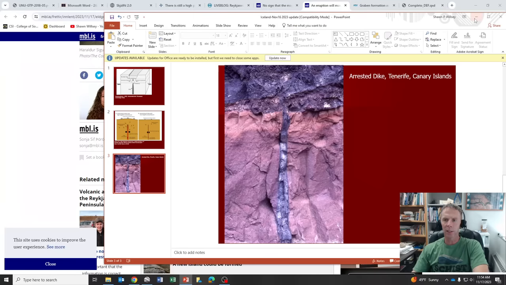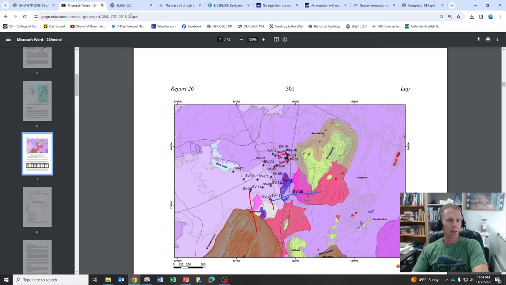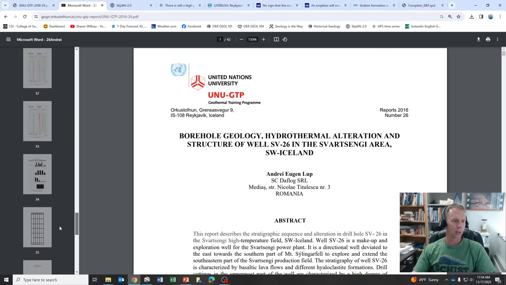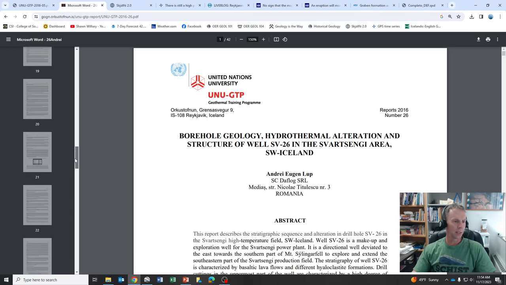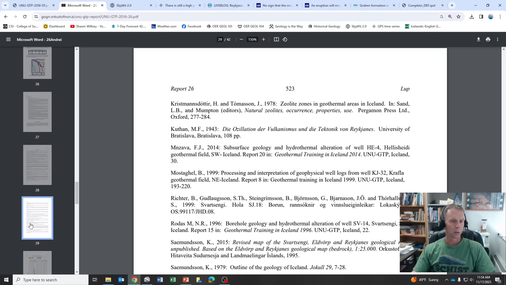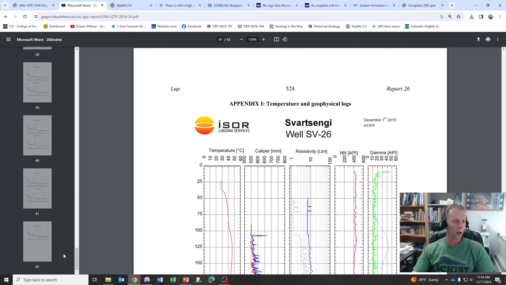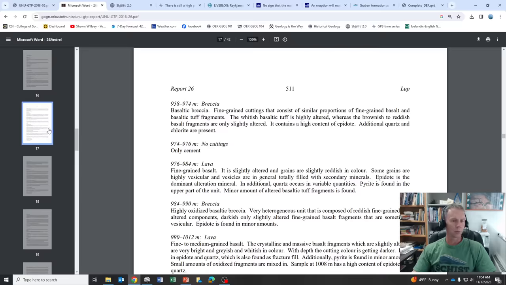If you actually were to go back to this paper on borehole 26, and I don't expect you to, but if you go to the end here, it's near the end. They have a well log, so they actually have a, there we go.